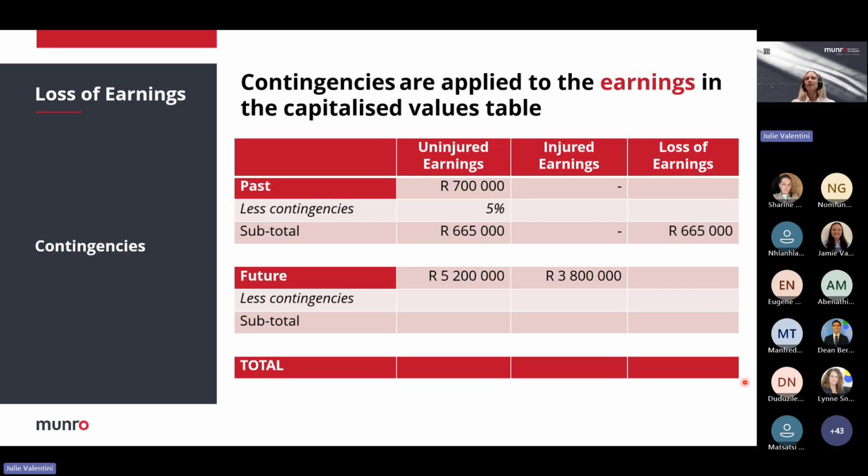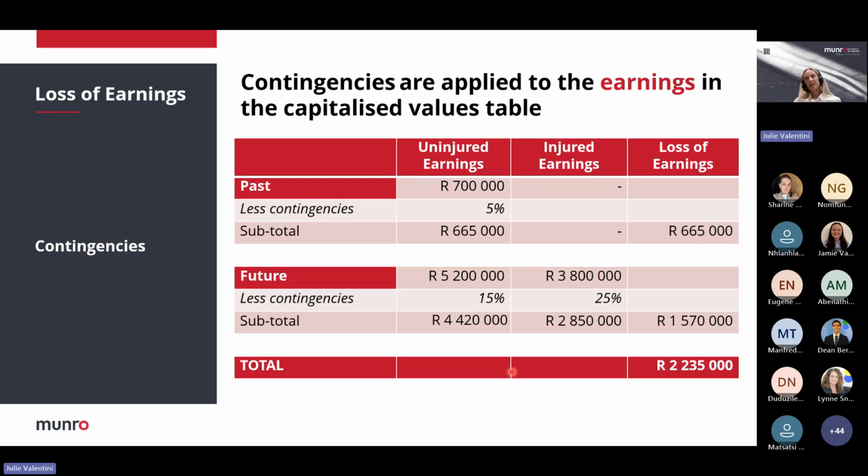Notice how it's lower than what it would have been without contingencies, which would have been 700,000. And we do the same in the future here. If we apply 15%, we basically say what is 15% of 5.2 and subtract it from the 5.2 million. And then the same with the injured future, if we apply 25%. And then we subtract this one from the 4.42, which would give us the 1.57. And the sum of the past and the future loss gives you your total loss then.